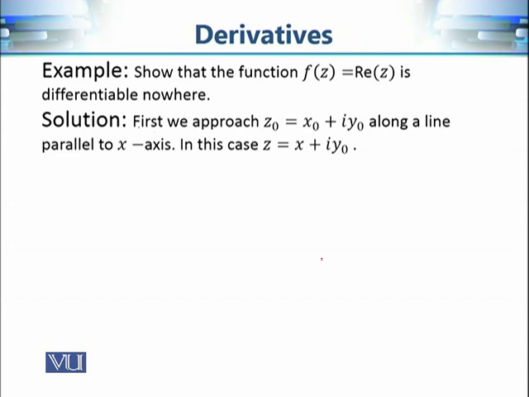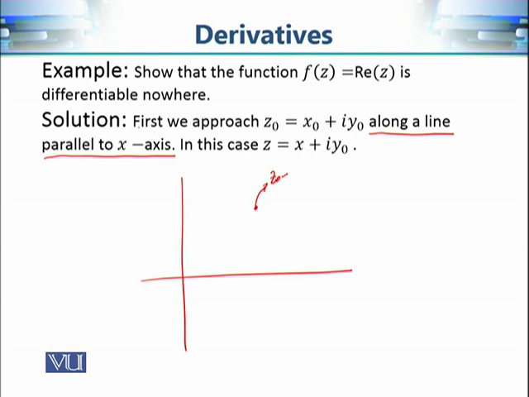Now if we want to use the same trick and find two paths along which the value of the limit is not the same, then we have to choose two paths. The first path that we choose is a curve which is parallel to the x-axis. So we are approaching z0, which is equal to x0 plus iota y0. We are approaching this point along a line parallel to the x-axis.